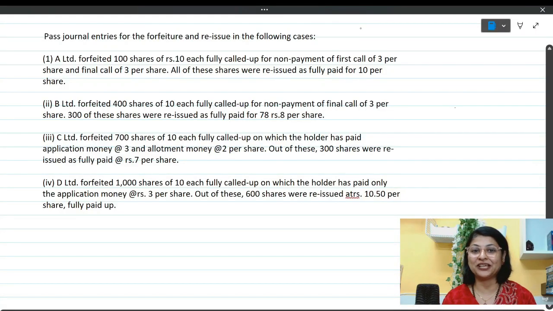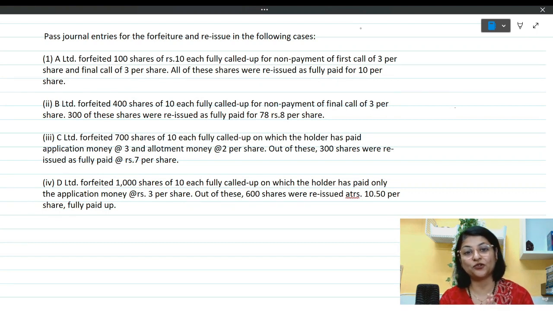We had learned how to pass the journal entries for that. The practical aspect for these kind of questions was left. So today we are going to practice one question of issue of shares, again meaning forfeiture and reissue of shares. So let's get started. Here is the question today which we are going to do. This is a question where they have given you 3-4 cases where we have to pass journal entries only for the forfeiture and reissue of shares.